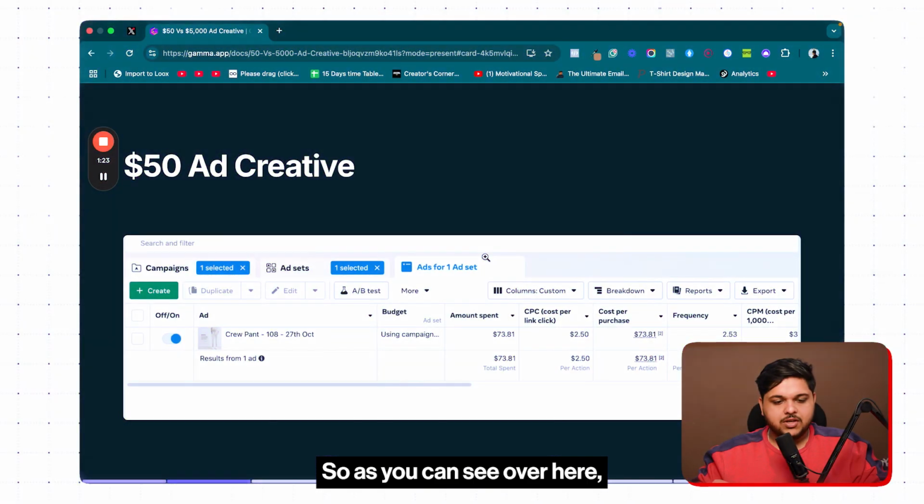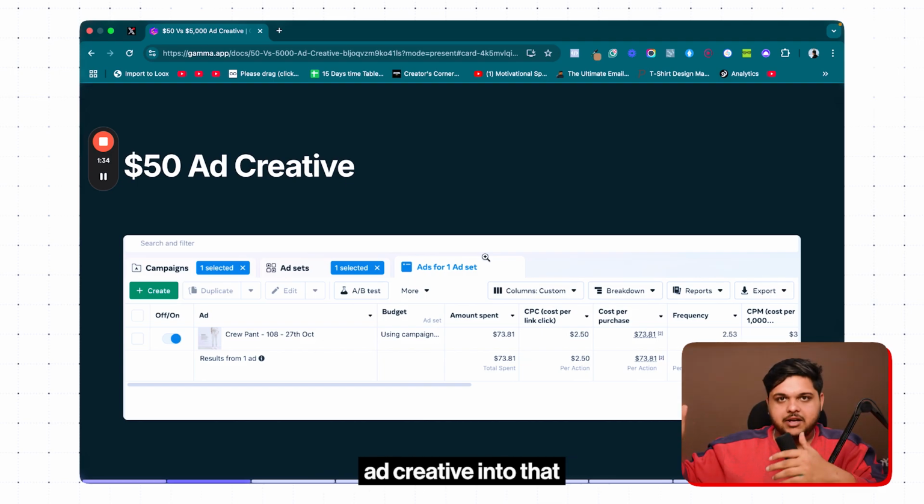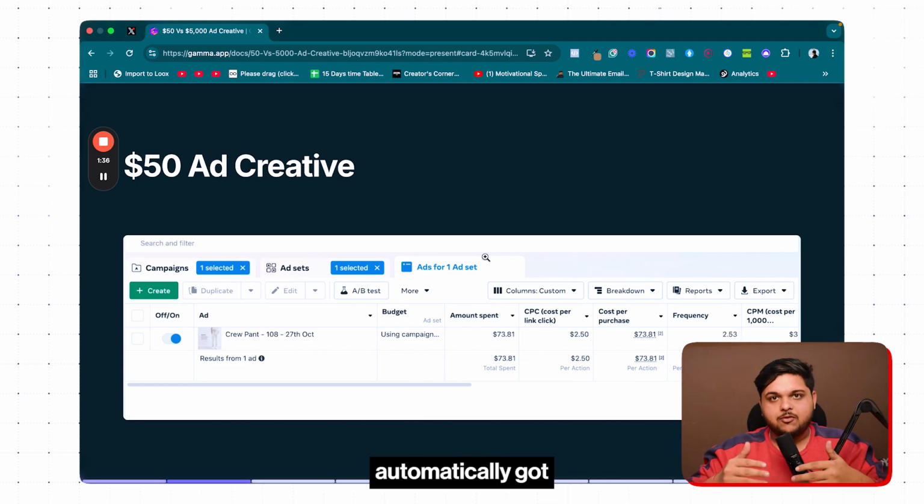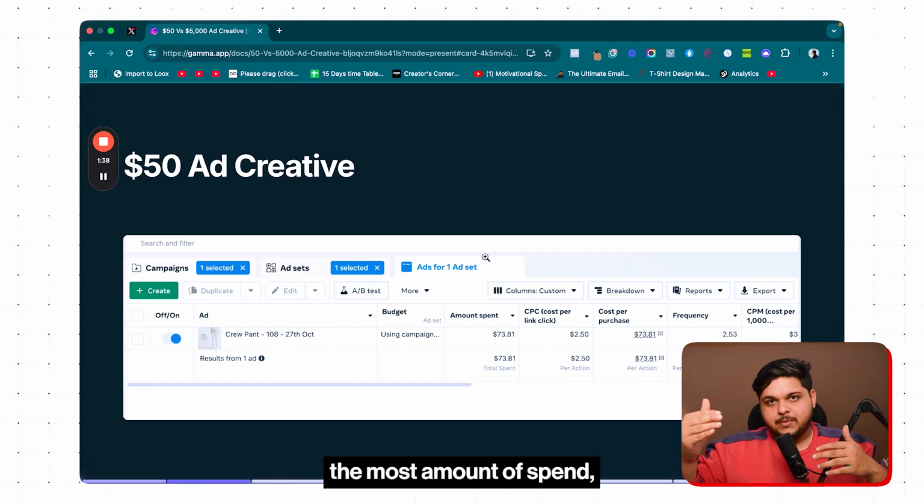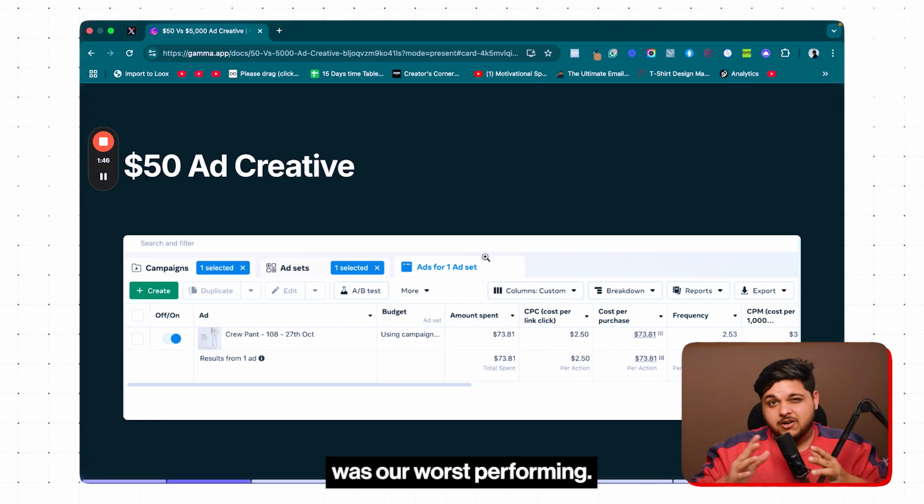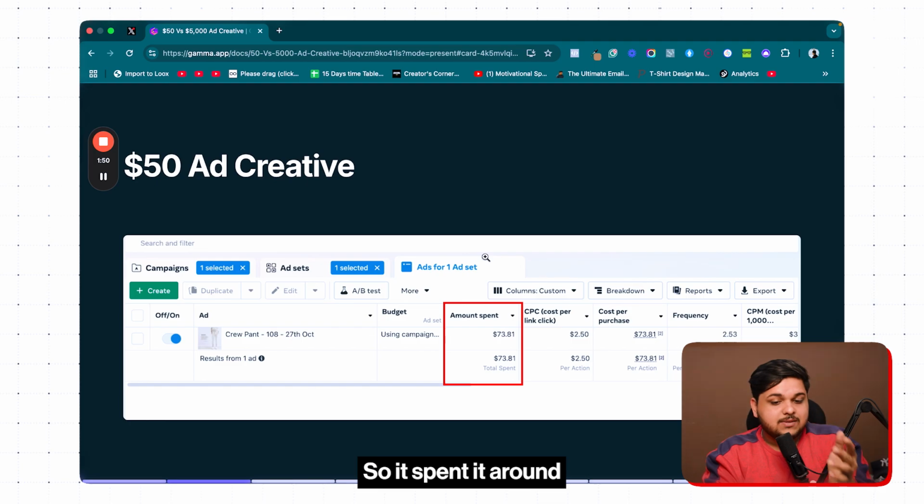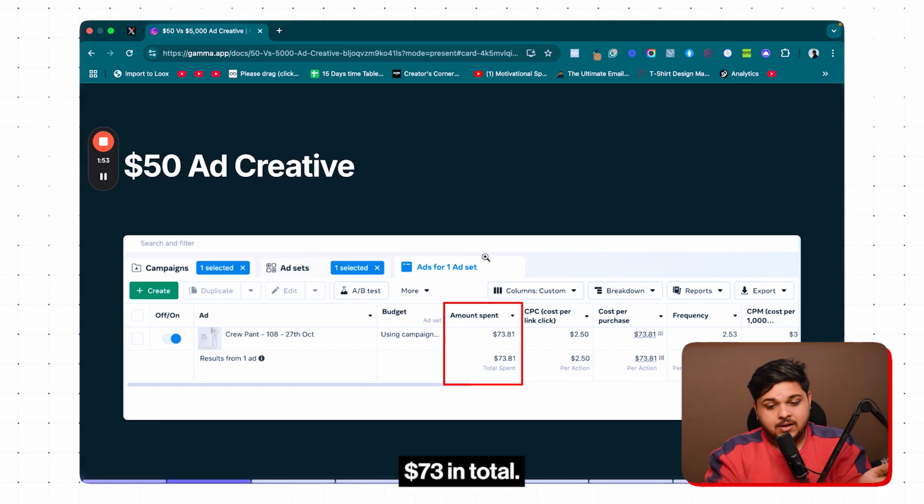So as you can see over here, our campaign structure was simple, a CBO campaign, and we used to dump our ad creatives into that. So the best performing creative automatically got the most amount of spend and the worst performing creative got the least amount of spend. So keep this in mind because this particular creative was our worst performing. That's why it got the least amount of spend also at the same time. So it spent around $73 in total.